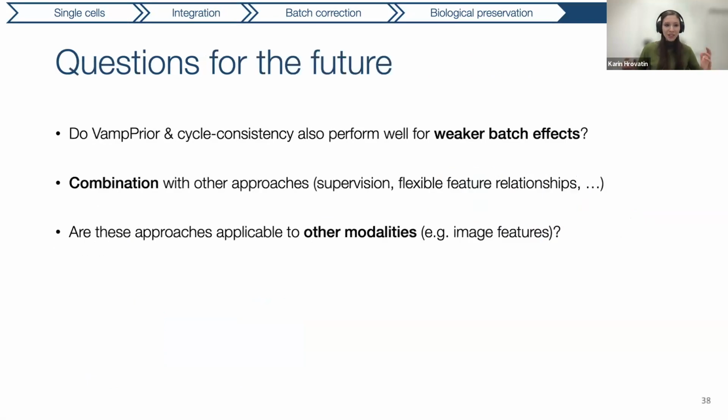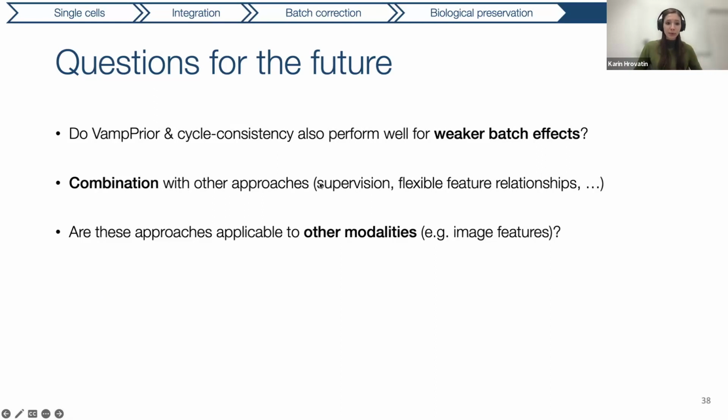Of course, we did not answer all the questions about integration, so there are quite a lot of things, but those 3 are most interesting to me. So here I worked with data sets that have substantial batch effects, so cross-species, different technologies, organoids, primary tissue. However, the question is if the same approaches, so the VAMP prior and cycle consistency, would also be beneficial if you compare data sets with weaker batch effects, for example, just patient populations generated from different hospitals. The second question is, can we add any other approaches that would further improve our model?